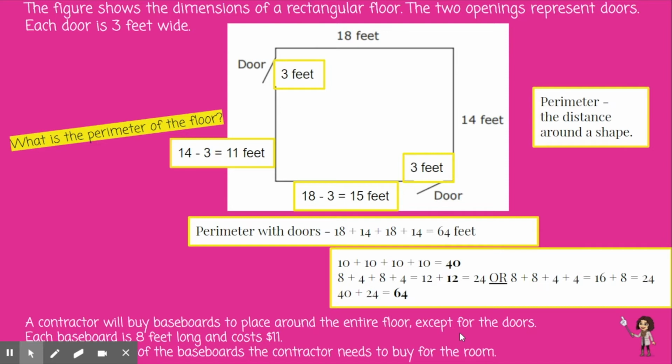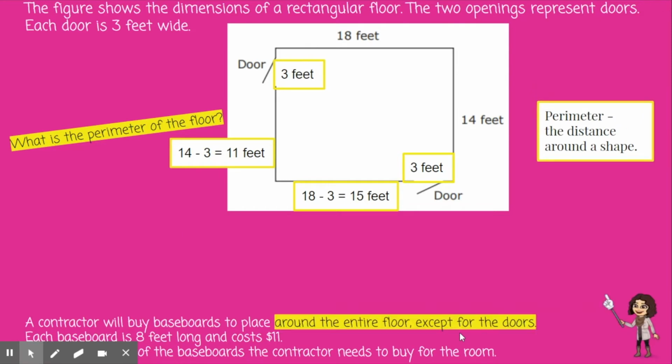There are many different ways, or you could add your 8 plus your 8 and your 4 plus your 4 and bring it together. The wonderful thing about mathematics is there are so many different ways to find the solution, and that is one of my favorite things about mathematics. So the perimeter with the doors we know is going to be 64 feet.